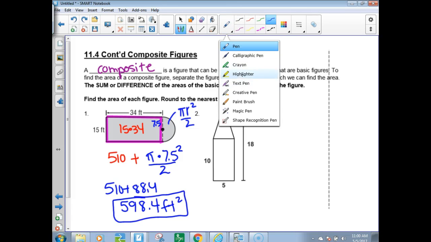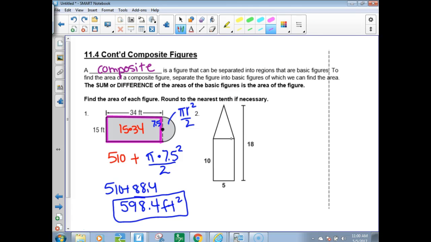Okay, what two shapes do we see on the next figure? All right, so let's do the easy part. The rectangle, because you've been doing those since 6th grade probably. Base times height or length times width is going to be 10 times 5. So that's an area of 50 for the rectangle.